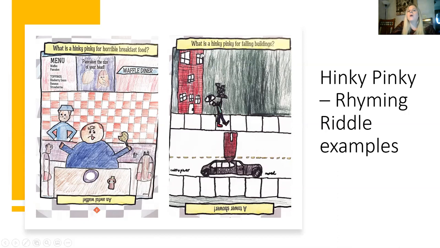Another example, what is a hinky pinky for falling buildings? Because they used hinky pinky, I know that it's going to be a two-syllable word. So now I want to look at the clue, falling buildings. Does my picture help at all? What is a hinky pinky for falling buildings? The answer is a tower shower. The tower is falling down and showering on them. Pretty cute.